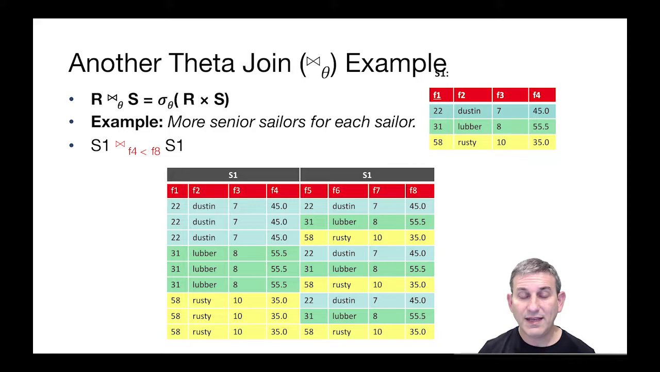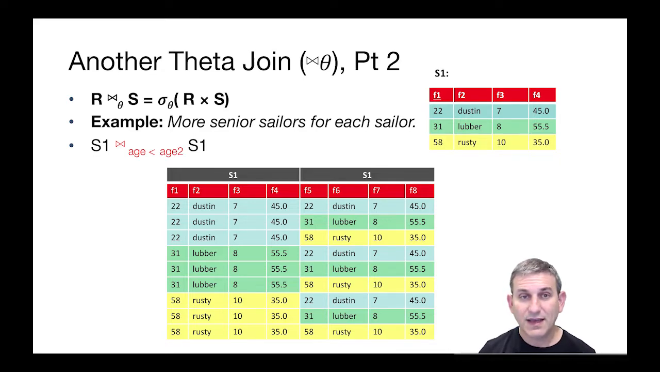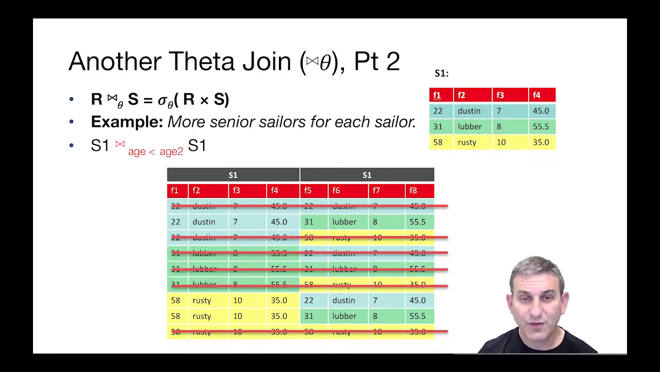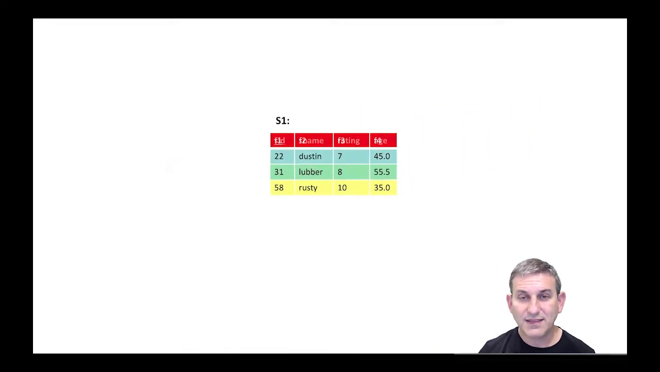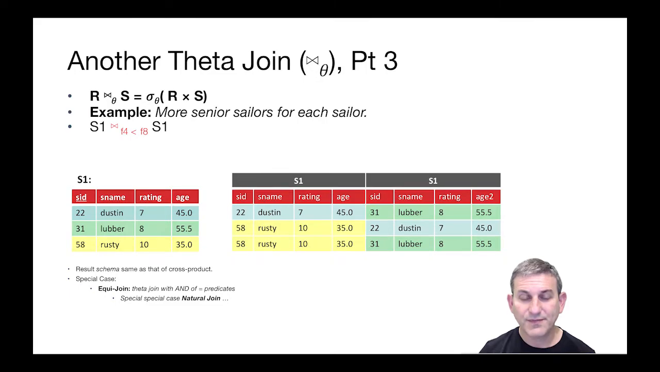So remember, our S1 instance is up on the right. And when we look at the cross product down below, we can now filter it by F4 being less than F8. And we get something like this. We rule out all of the things where F4 is not less than F8, leaving us with just 3 rows that qualify, and that's the answer to our query. Note that the result schema of this self-join is the same as that of the cross product. It's just all the columns are repeated. So here we certainly need a rename to rename all 4 columns, at least.